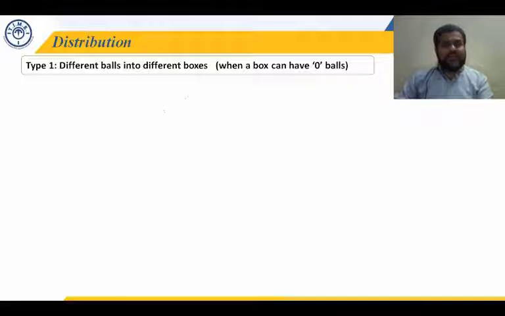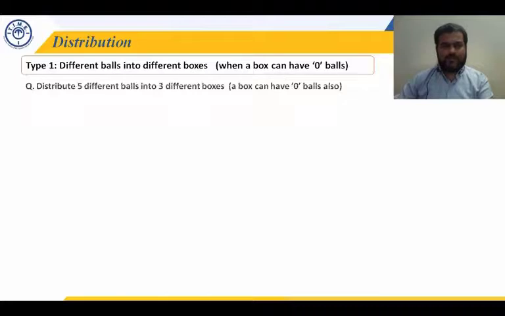Now let us look at different types of distribution. So let's look at type 1. So we have done some basics on distribution. Now let's look at different types. So type 1 is when we have to distribute different balls into different boxes. Different balls into different boxes. And this is a case when a box can have 0 balls also. Okay. In this case a box can have 0 balls also. So it is not mandatory that every box should have at least 1 ball. It is possible that we do not distribute any ball to 1 box or more than 1 box.